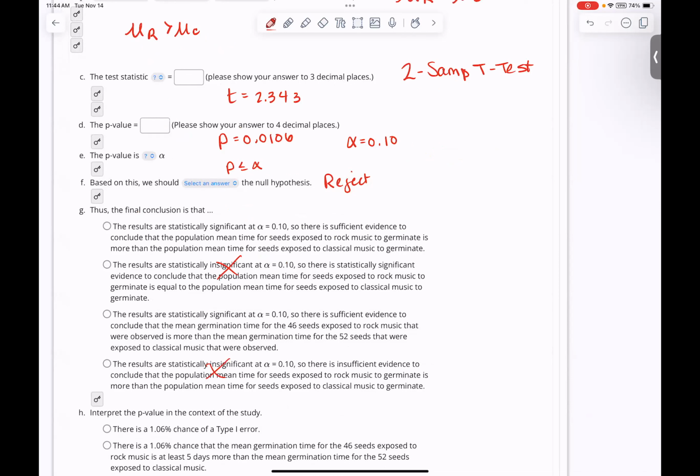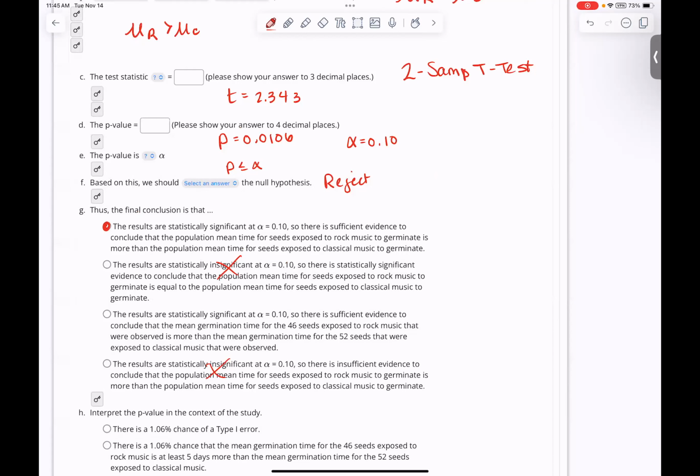Okay, so which one is it? I do believe it is the first one. It's the first one because it says the time for seeds exposed to rock music to germinate is more than. And then the third one says seeds are more than the mean germination exposed to classical music. So this one is sufficient to conclude that the mean germination time for the 46 seeds exposed to rock music that were observed is more than the mean germination time for the 52 seeds exposed to classical music.